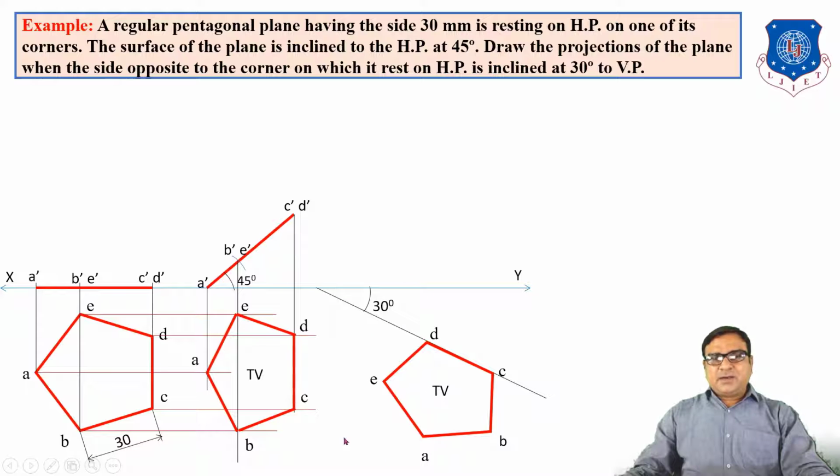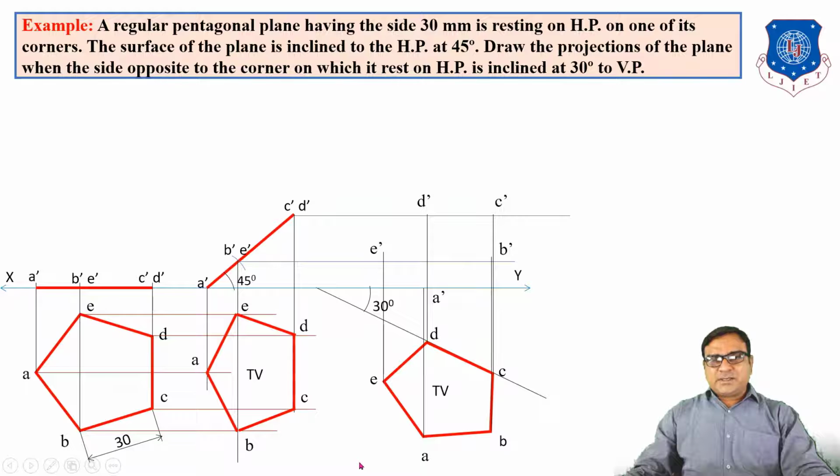Now draw the vertical and horizontal lines from the top view and front view of the previous stage, and at the intersection of all the points get A dash, B dash, C dash, D dash, E dash, and join all the points. So we'll get the front view and top view of the required conditions of the projection of the pentagonal plane.